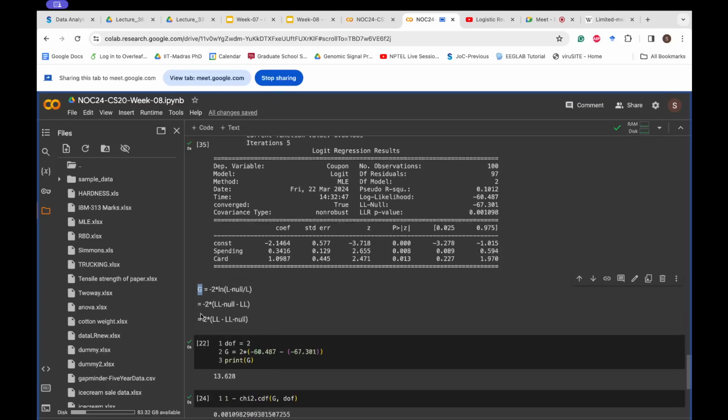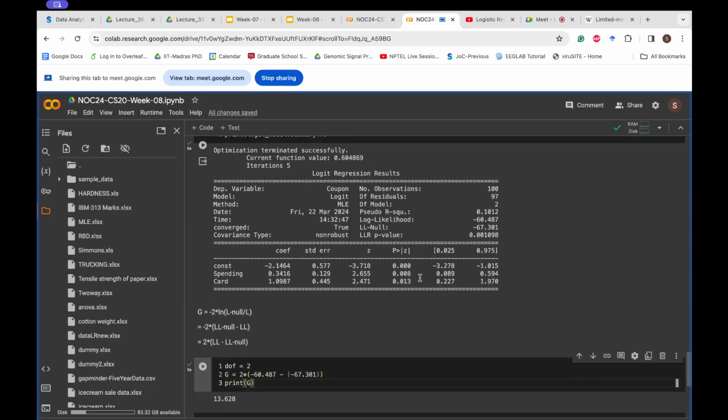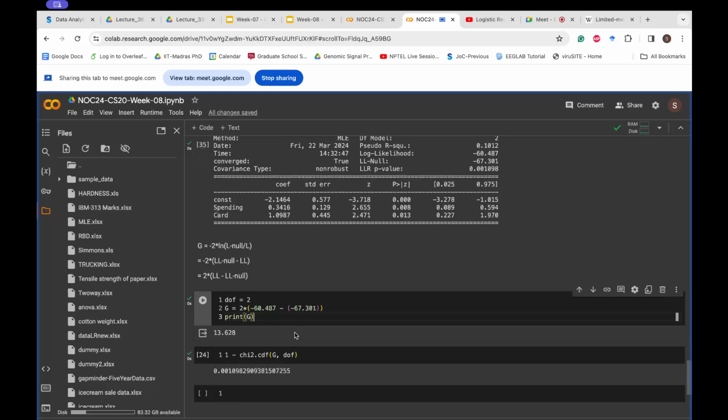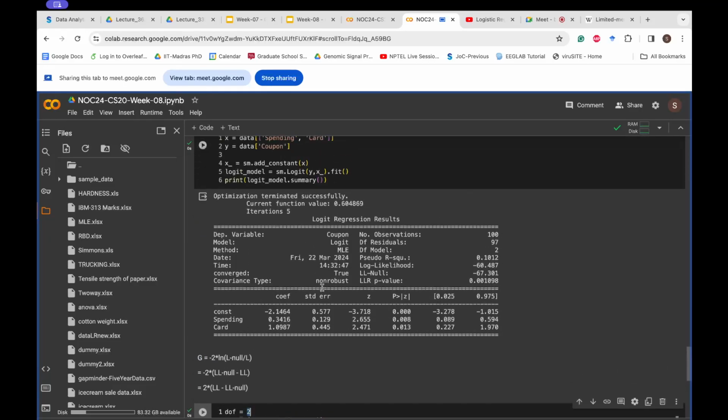So given the G value, you can compute the corresponding P value. So let us compute the G value using the LL and LL null over here. We have this G value computed, and we can compute the P value using 1 minus the chi-square distribution. Chi2 is nothing but chi-square distribution. For norm, we use norm.cdf, normal distribution. For chi-square distribution, we use chi2.cdf. We have to pass this G statistic, and it has degrees of freedom equal to the number of independent variables we have in our model.